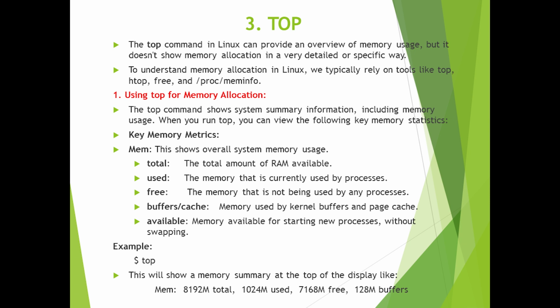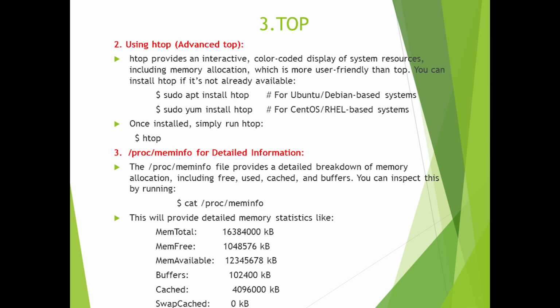And the command is top. This will display all this information such as total, free, buffer, cache, available, etc. The next command is htop. It provides an interactive, color-coded display of system resources, including memory allocation, which is more user-friendly than top. You can install htop if it is not already available. So the command is htop. It will give detailed real-time overview of system memory, processes, and CPU usage with a graphical representation of memory usage. Using free shows memory as total, used, free, shared, buffers, and caches.